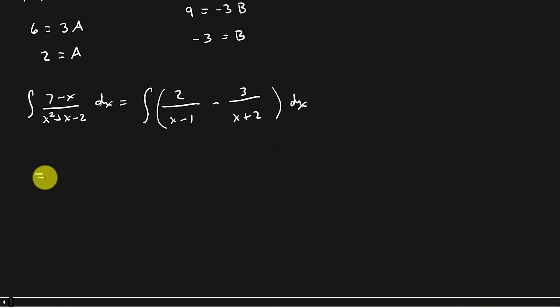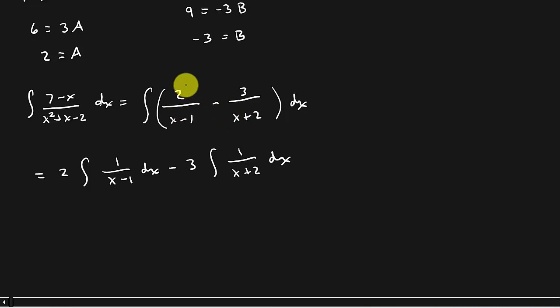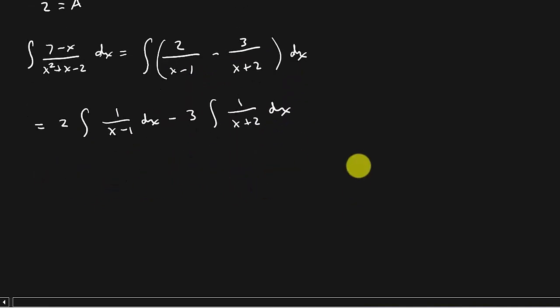So now what we're going to do is take 2 times the integral of 1 over x minus 1 dx minus 3 times the integral of 1 over x plus 2 dx. So what I did there is I split them up into 2 different integrals, and the numbers, the 2 and the 3, I pulled those outside the integral. From now on, when I go from this step to this step, I'm not going to write it all in one and then split it up. I'm just going to go ahead and split them up. Okay? All right.